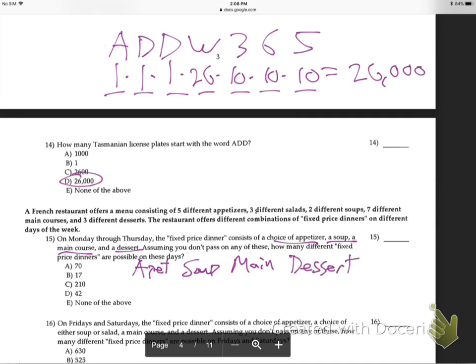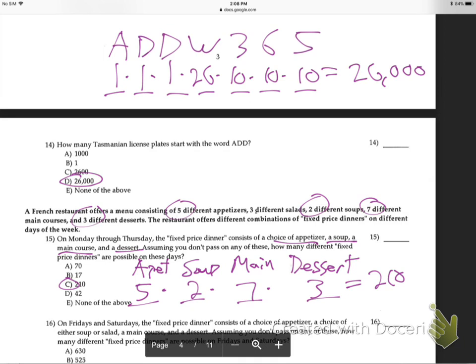All right, so it's just decisions, options. There's the decisions I need to make. I need to make a decision on my appetizer, my soup, main, and dessert, right? Those are my decisions. For each of those decisions, how many options? How many options for appetizer? 5. How many options for soup? 2. How many options for main? 7. How many for dessert? 3. Multiply those together, 210. C. Good? 210 options?